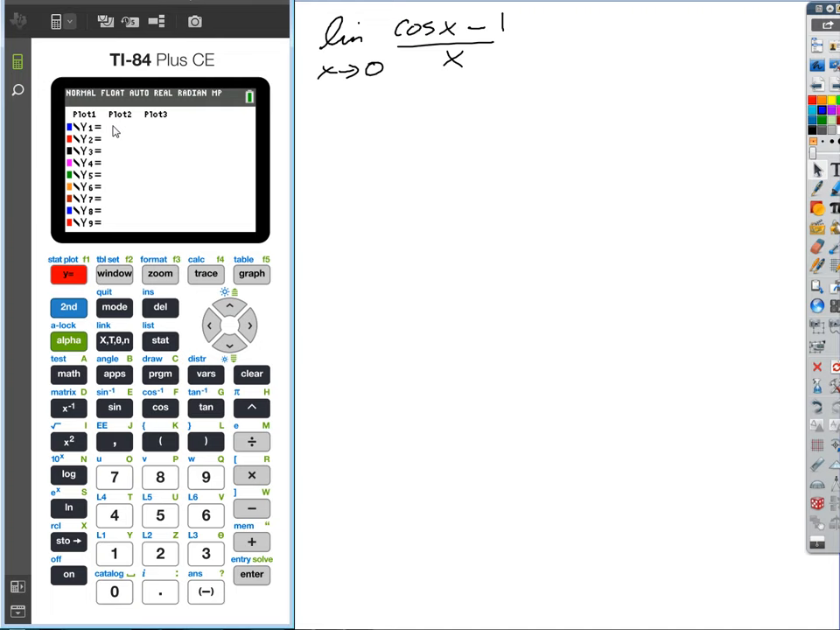Now there are some shortcuts here that if you're not aware of, I'll show you. If you hit alpha F1, it gives you a shortcut menu to fraction templates. You don't have to use them, we could just use parentheses, but let's go ahead and do this. There's our fraction template. On the top, we want cosine x minus 1 over x. Okay, enter.